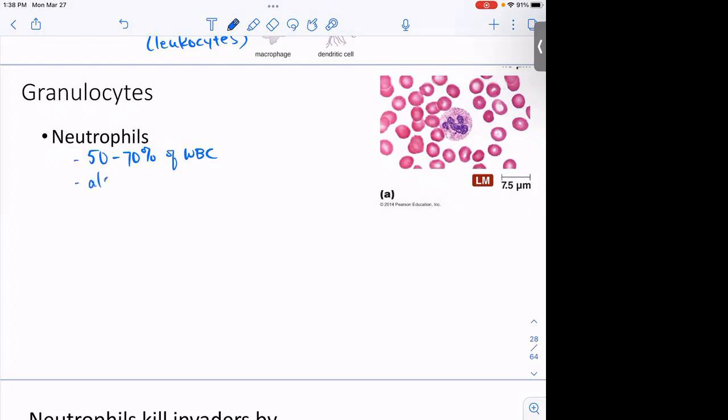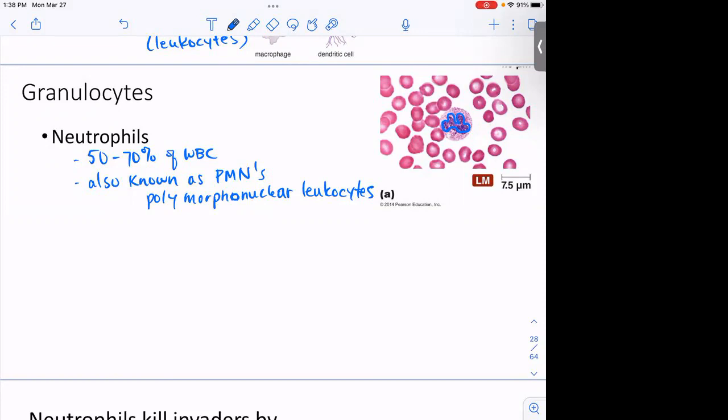They are also known as PMNs, and that stands for polymorphonuclear leukocytes. It's kind of a mouthful. That name makes sense if you look at the cell. It's got these many-lobed nuclei. So polymorphonuclear, many-lobed nuclei.